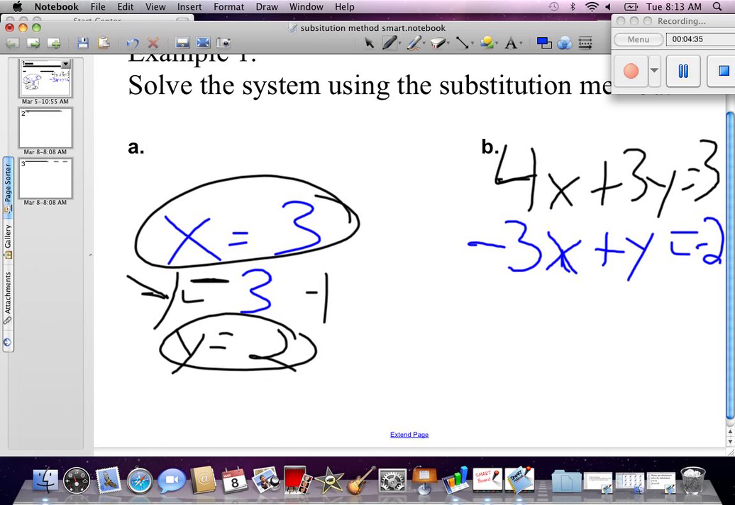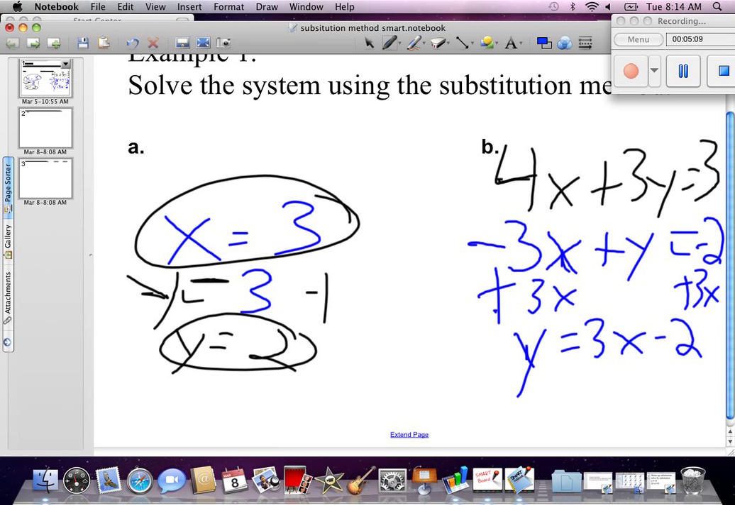So, Troy, I'm going to ask you this one too. Which letter is easiest to get all by itself? The black or the blue, and the x or the y? Why would you choose that one instead of the other one? Because the y is already by itself. So, Tristan, what would I do to get the y by itself? Add 3x to both sides. Very nice. So now I have y equals 3x minus 2.